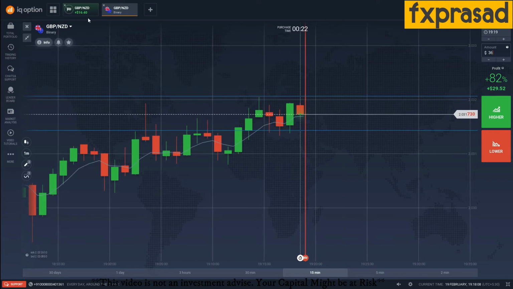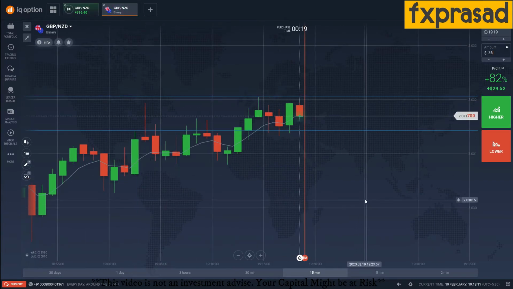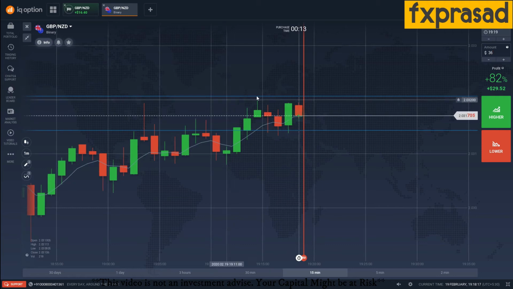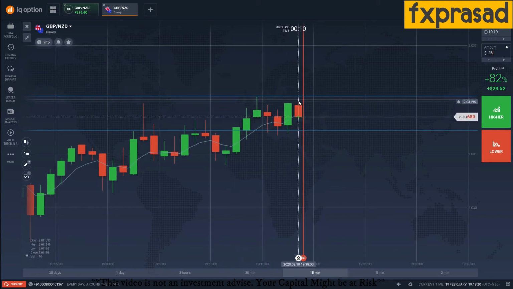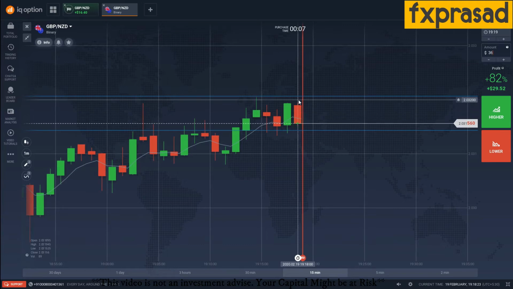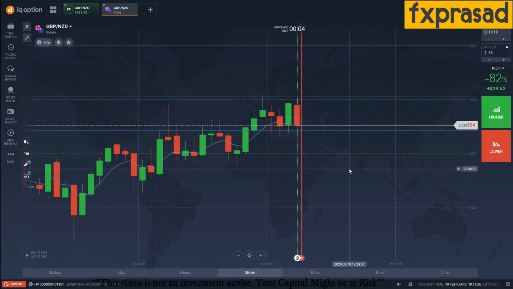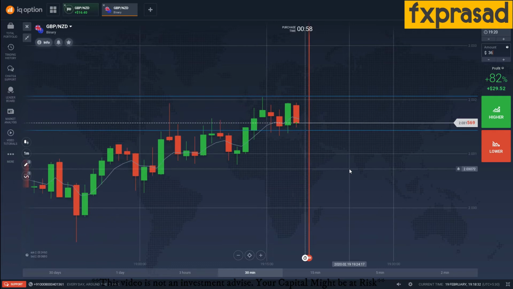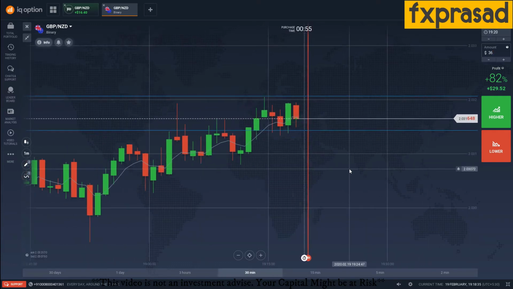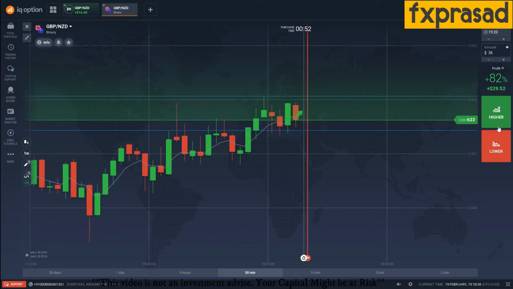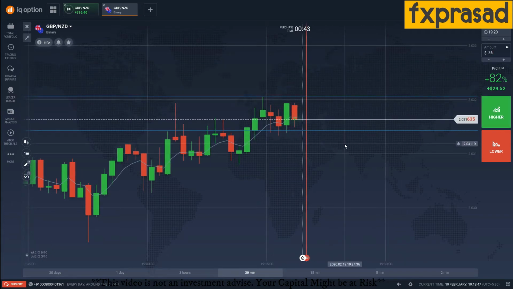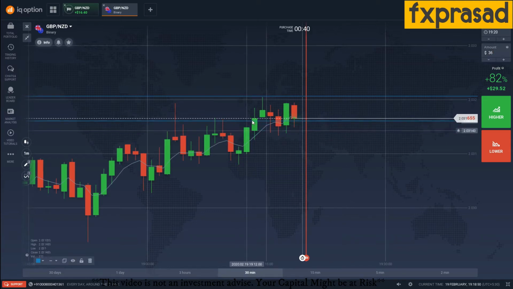Now I won this first trade. Let's check again. This level is the sellers' area, as I told previously, and a round number 2.03200, a strong sellers' entry. Wait for the sellers' and buyers' entry. I thought this is the next level.